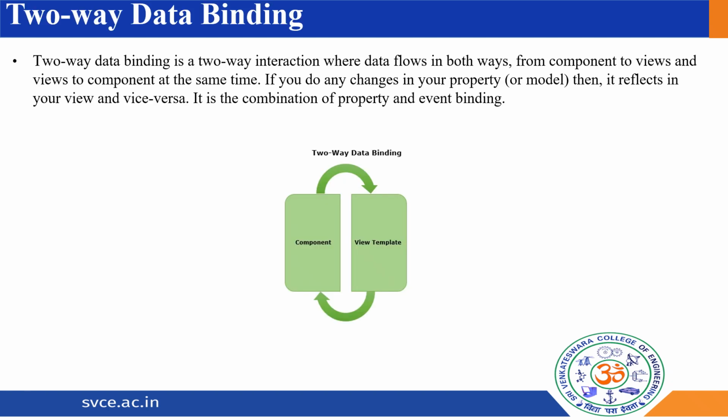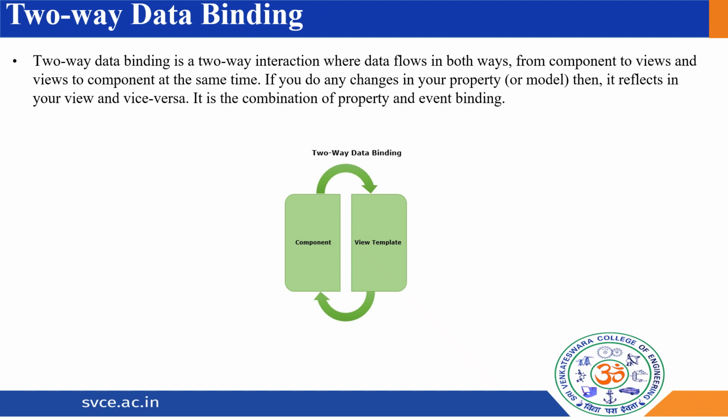Last one is two-way data binding. Two-way data binding is a two-way interaction where the data flows in both ways, from component to view and view to component, at the same time. If you make any changes in your property, then it reflects in your view and vice versa. So it is a combination of property and event binding.